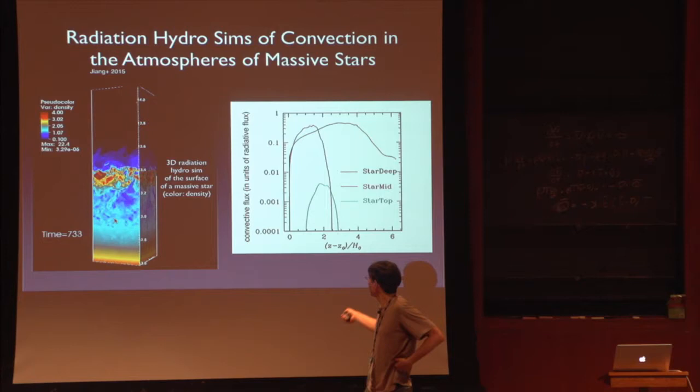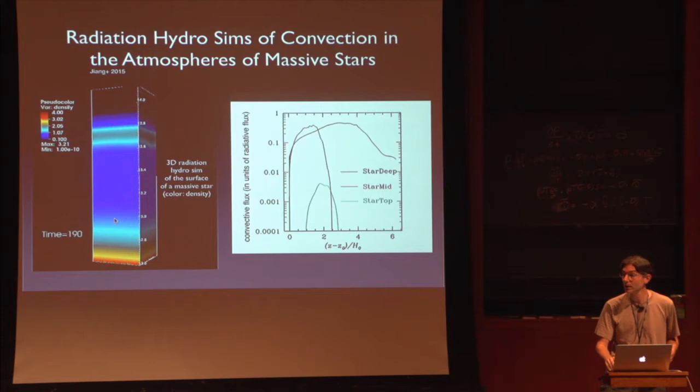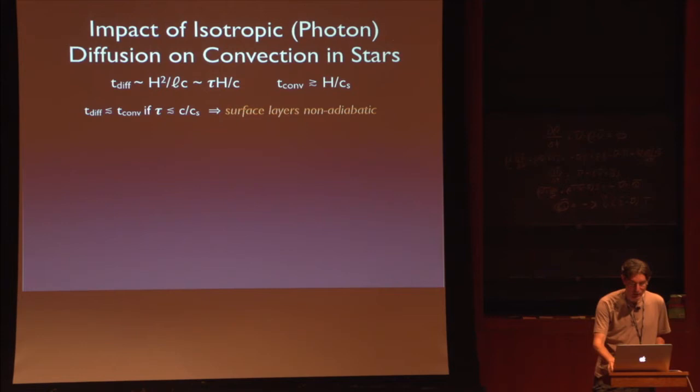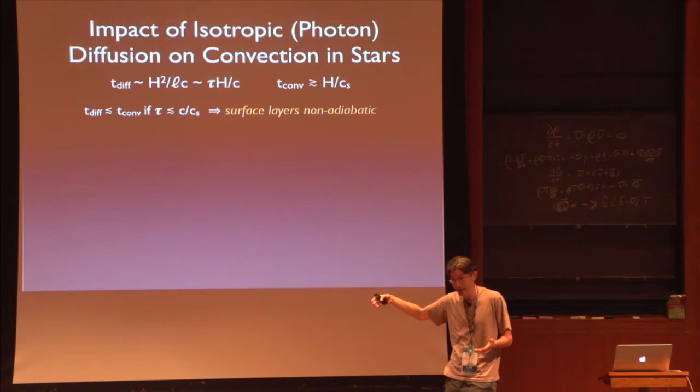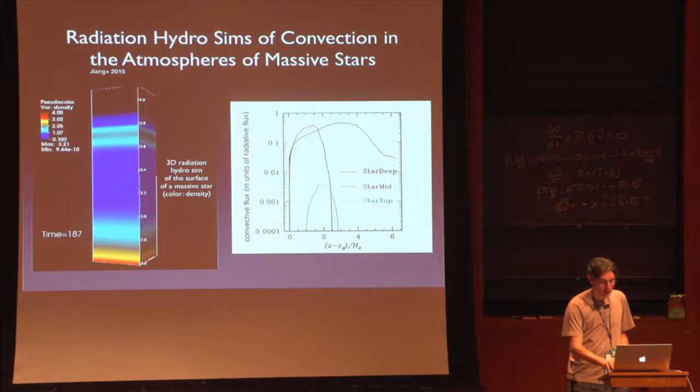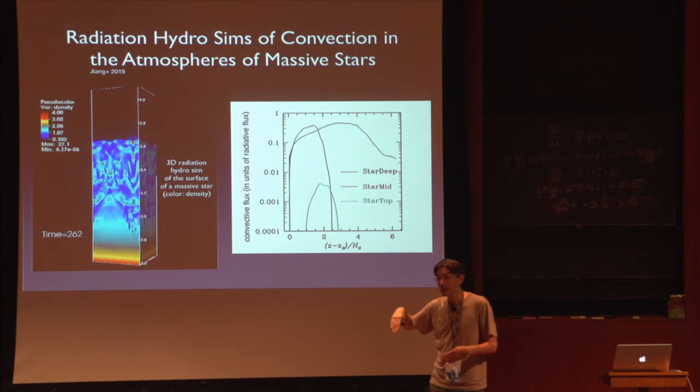So these three simulations correspond effectively to different optical depths in the simulation. These two are in the regime where the optical depth is large compared to this number, so things are relatively adiabatic. So convection is efficient at carrying energy. The one that's near the top of the star is a low optical depth, and so convection is not very efficient at carrying energy.